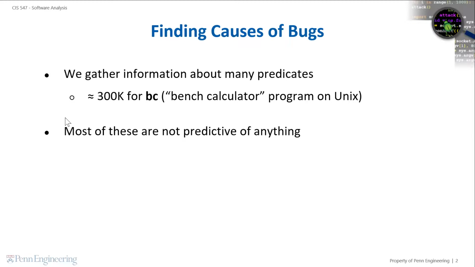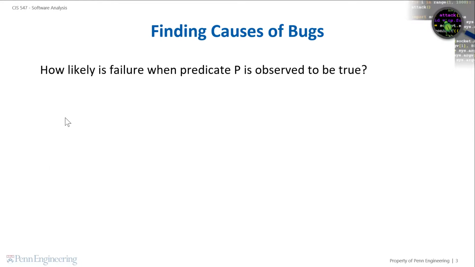Clearly, most of these predicates are not predictive of anything, since the program being deployed is expected to be mostly correct. It likely has far fewer bugs than the number of predicates, and therefore, we expect only a few of these predicates to be predictive of bugs. The question then is, how do we find those few useful predicates that will point us to those bugs? Let's introduce a statistical measure that will help us determine which predicates are predictors of failure.